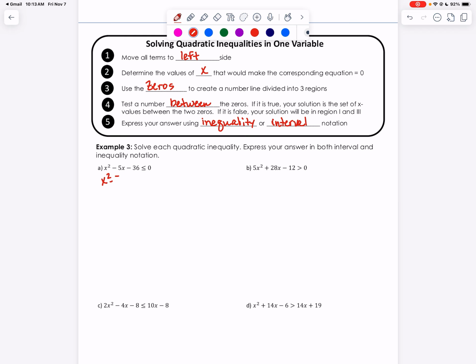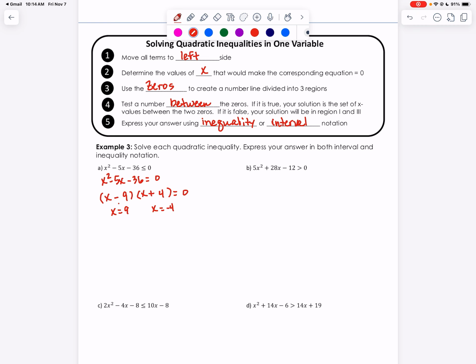So I want to set this inequality equal to 0 and then solve it. So I'm just going to use factoring. You can use the quadratic formula, but I think factoring is usually easier or quicker on these. So to get x squared, I would have to use x and x. For 36, I'm going to use 9 and 4. To get the negative 5 in the middle, I would have to make the 9 negative and the 4 positive. So now I know my zeros of my function are x equals 9 and x equals negative 4.